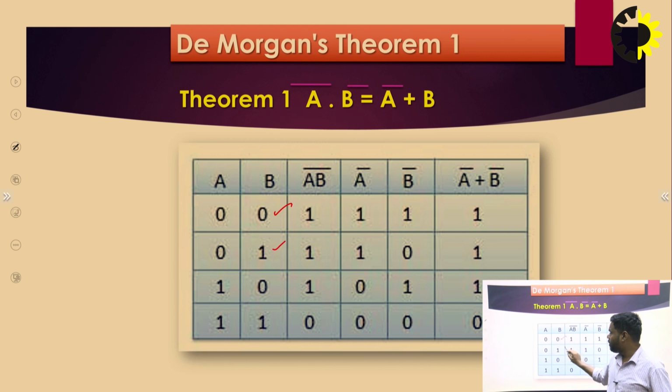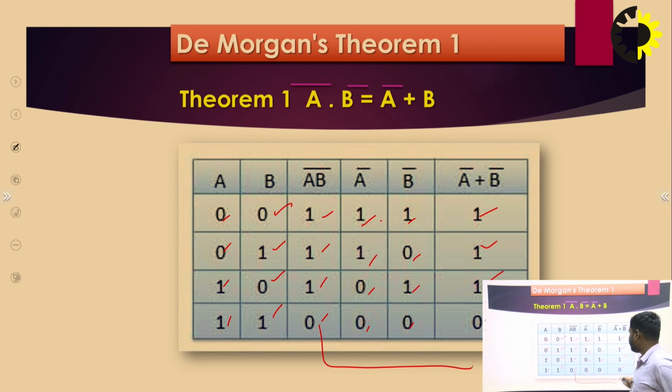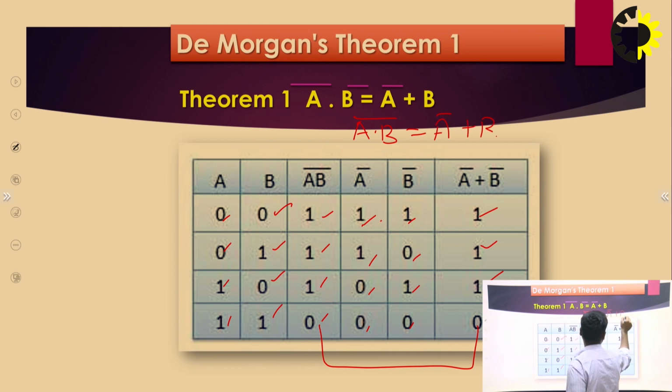We have taken the values 0 1 0 1 for A and 0 0 1 1 for B. We take A dot B bar. First we find A bar, then B bar. A bar is 1 1 0 0, B bar is 1 0 1 0. A bar plus B bar is 1 1 1 0, and A dot B bar is 1 1 1 0. You can match it. These two are equal, meaning A dot B bar is equal to A bar plus B bar. This is De Morgan's theorem.